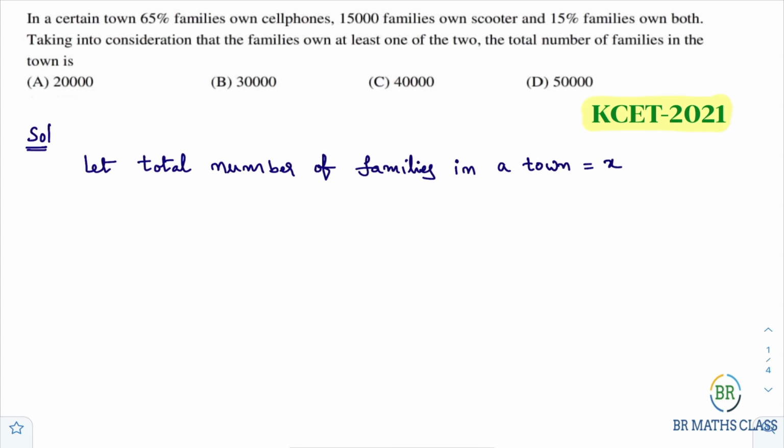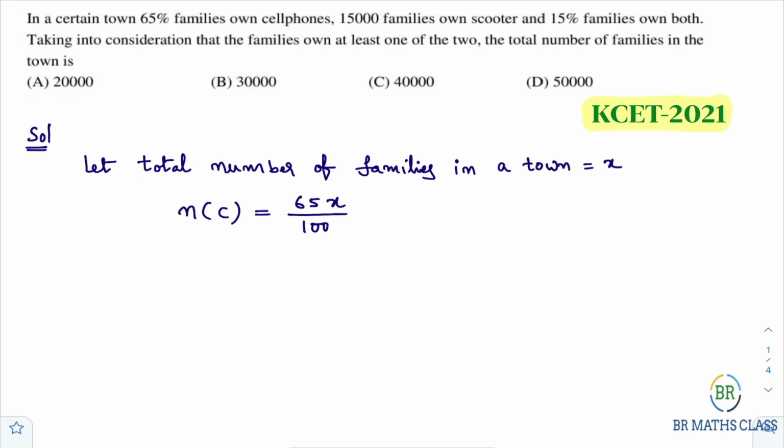Okay. So here what they have given, 65% of families own cell phones. That means the number of families who own cell phones, I'll consider it as n(C). Here in this question, n(C) means the number of families who own cell phones. In the question they have given 65% of the families own cell phones. What is 65% of X families? It is nothing but 65 into X divided by 100. This will give you 65% of X.